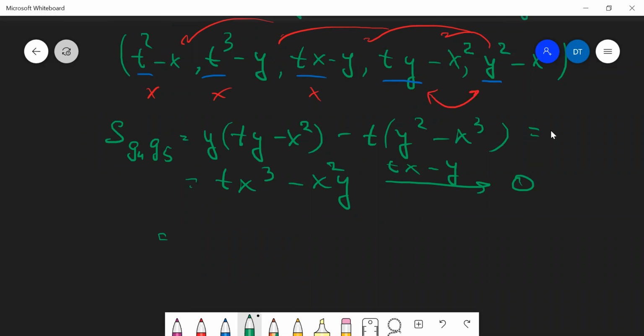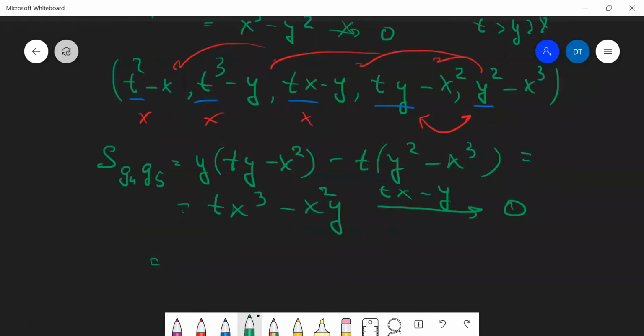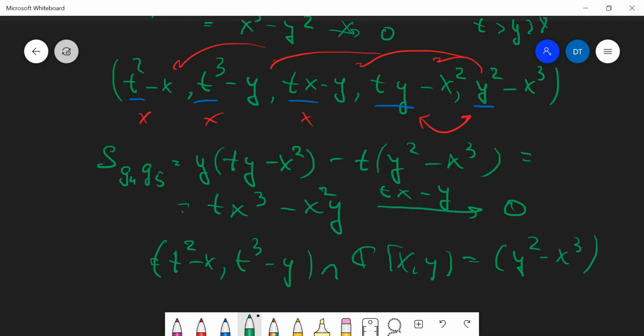And now we're ready. This is the Grobner basis. We started with two polynomials, and the Grobner basis consists of five polynomials, as you can see. Now we should take only the polynomials depending only on x and y, and there is only one of them: y squared minus x cubed. Hence, if I take the intersection of this ideal with the subring generated by x and y, the intersection is generated by y squared minus x cubed.